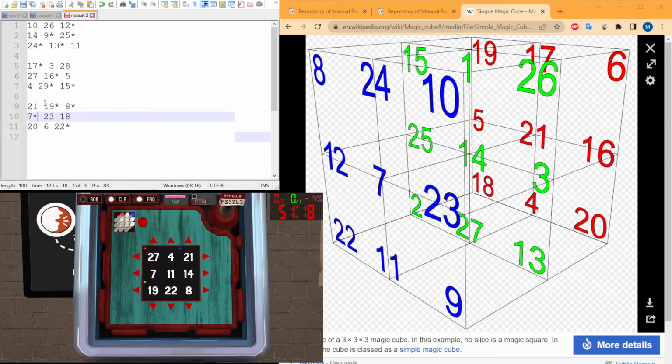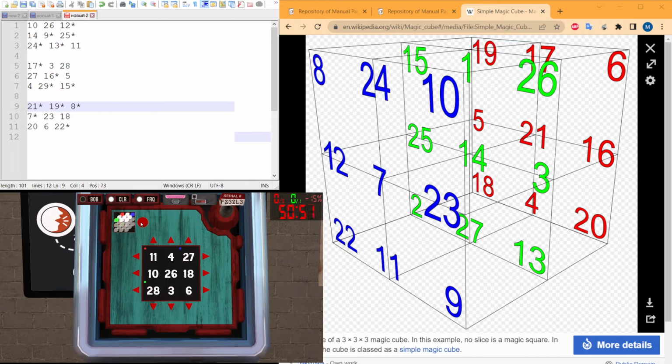7, yes, it's in the middle row, don't need to do anything about it now. 11, 14, 21 is here. Let's move it in the middle row. Okay, 14, 27, 4, 11. Okay, everything is here shuffled.